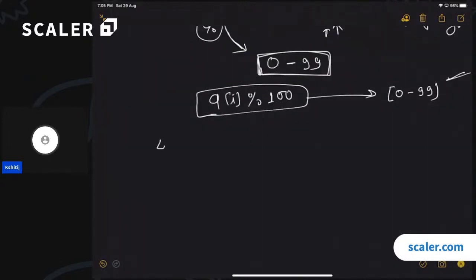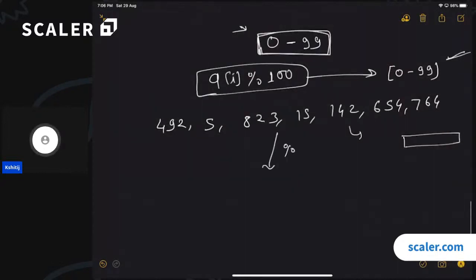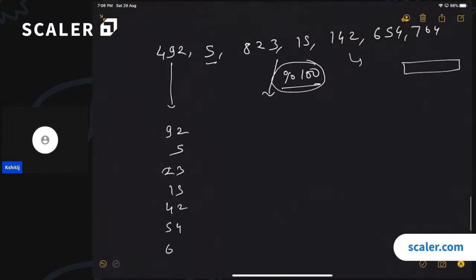Let's have an example. Let's say I have 492, 5, 8, 23, 15, 142, and some random numbers. Okay. And now if I can only afford an array of size 100, right? How can I map these numbers? I will first take the modulo of these numbers with 100. And then whatever number I get by doing this operation, I will store these numbers in that index. So I get the index by taking modulo of these numbers by 100. So the first number will be stored against index 92. This will be stored against index 5. This will be against 23, 15, 42, 54, and 64, right?